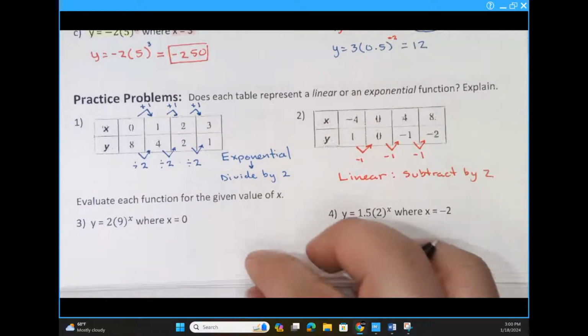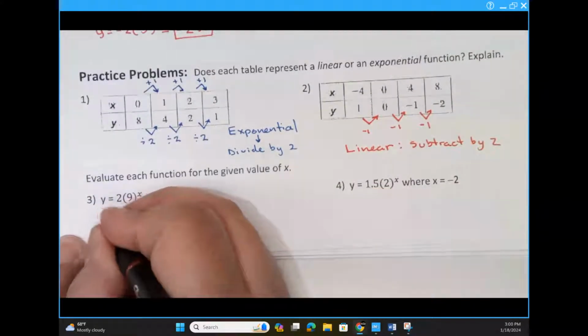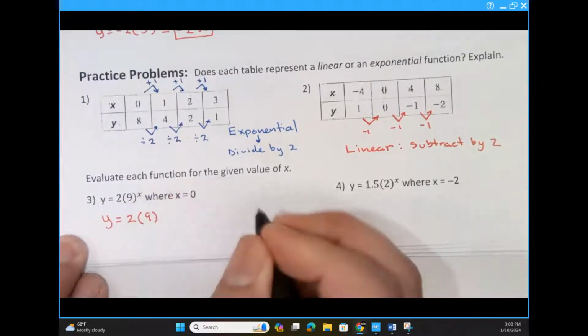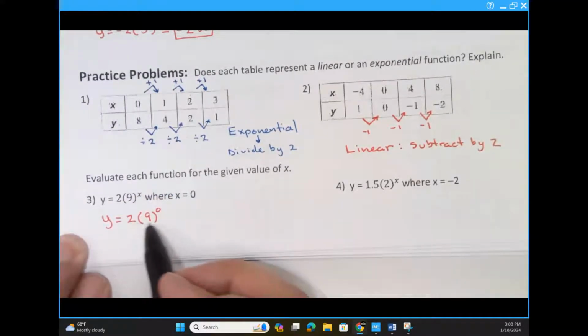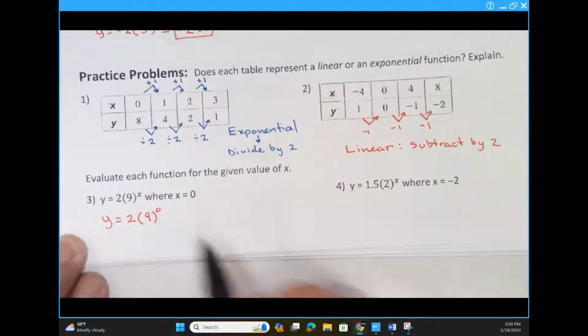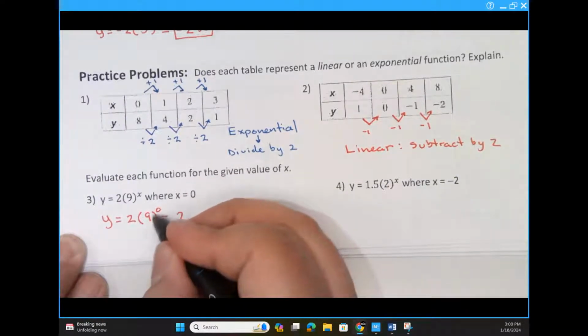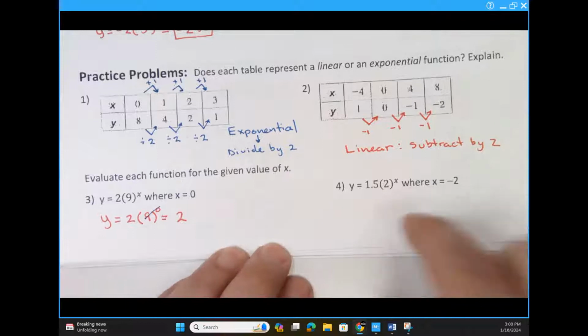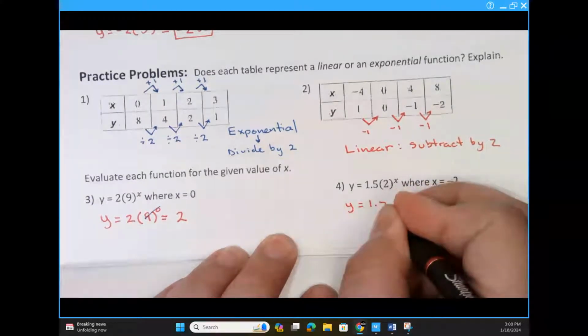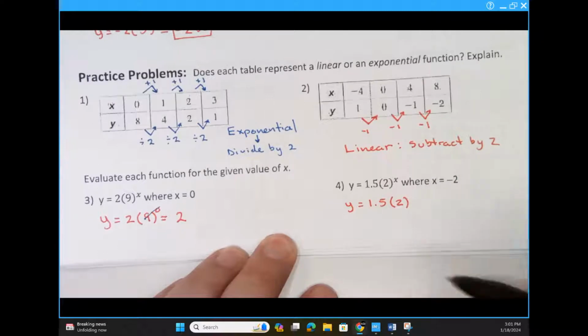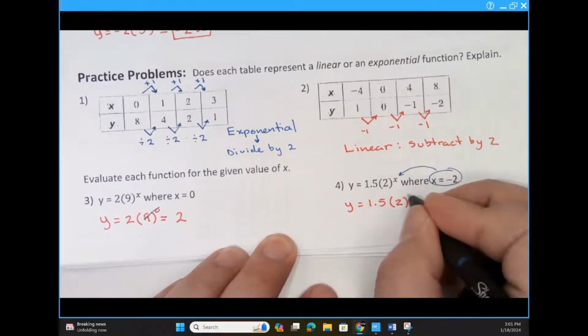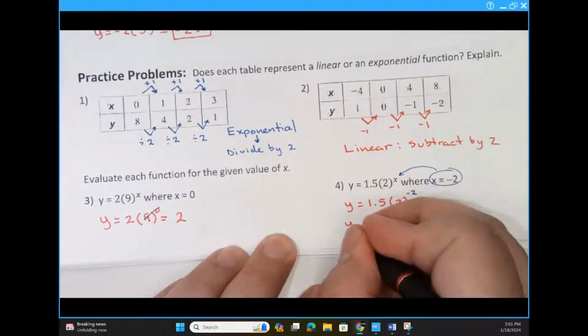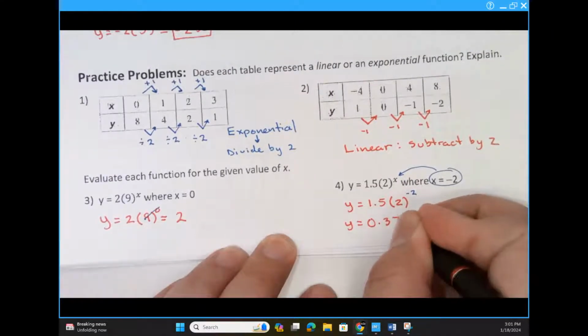All right, and if you did these correctly, you should have said 2 times 9 to the power of 0. And by the way, you cannot multiply these first. Powers are first according to order of operations. But when you throw this into a calculator, my answer is just a 2. And remember, that's because anything to the power of 0 is just a 1. That's why we're left with the 2. And if you did this one correctly on a calculator, 1.5, 2 to the power of negative 2 right there. And if you did it carefully on your calculator, you should have got an answer of 0.375.